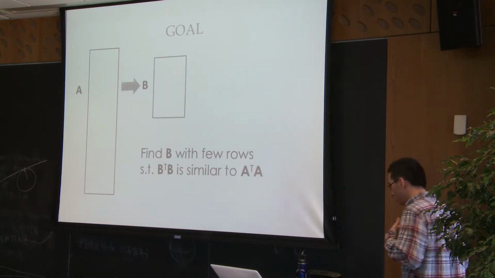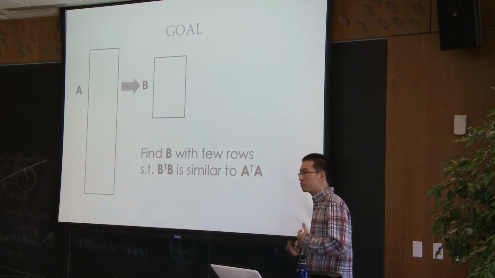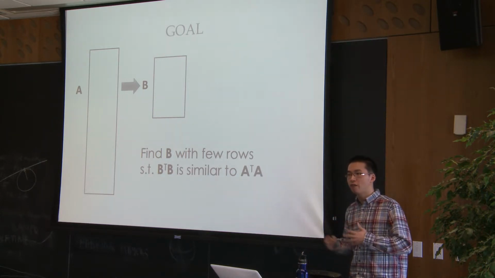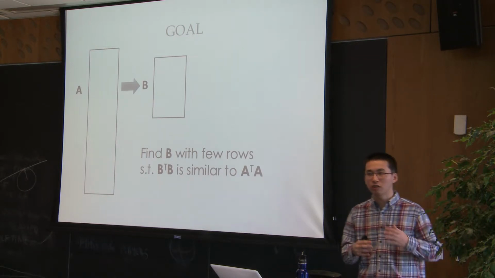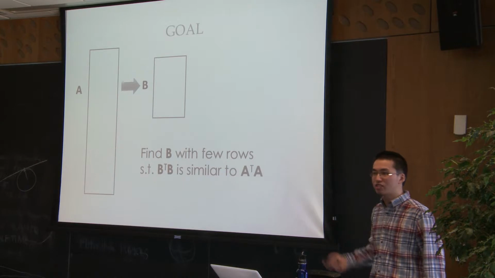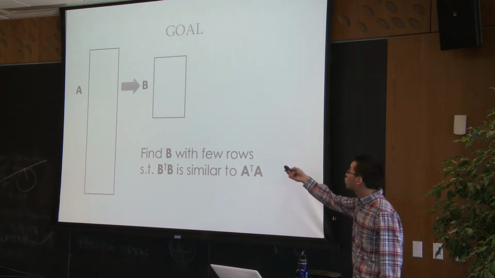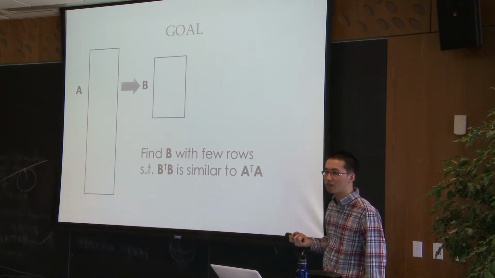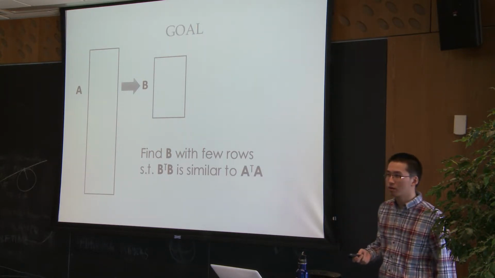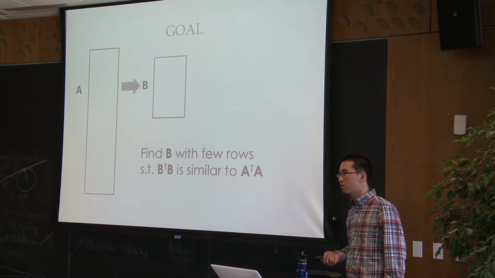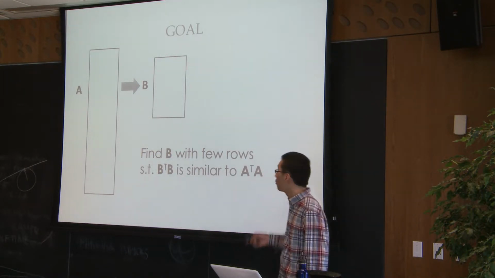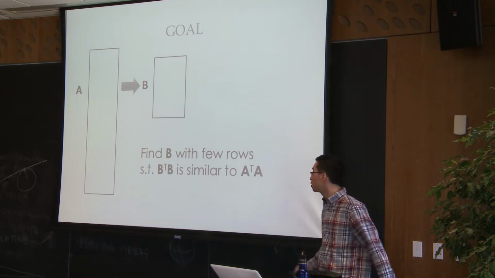One of the ways to speed up this kind of setting is this alternate goal of finding a smaller matrix B. I want to find a matrix B with much fewer rows, such that B transpose B is similar to A transpose A. Suppose I can switch A from about 10 to the 7 rows to about 10 to the 5 rows. Then computing B transpose B instead of A transpose A is a much less expensive operation. And once you have it, you can do whatever with it.